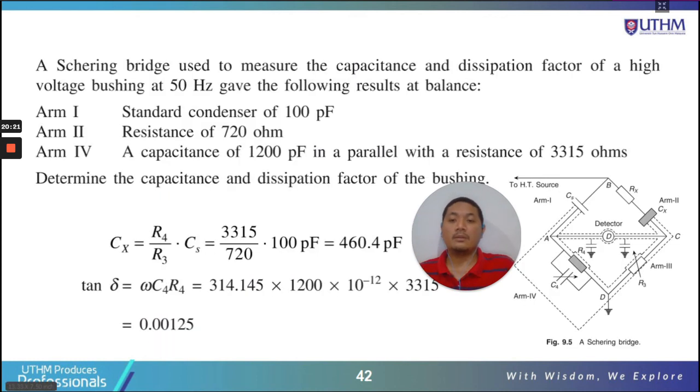If the value increases to 0.5%, then we have to take note, there must be something wrong with the bushing. Then after that, if the value increases further, we have to replace the bushing. Okay, so that's the idea of the tan delta test.